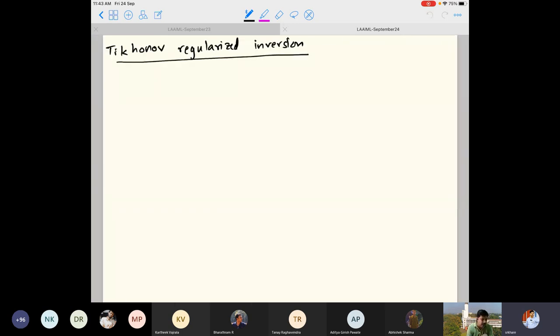And one particular example is that of Tikhonov inversion. So in Tikhonov inversion, what is really done is that you choose x hat. So x hat is the argument minimum over all x in Rn of norm of Ax minus y whole square plus lambda norm of x square. Okay, so this is what you are doing. This is called Tikhonov regularized inversion. So this Tikhonov regularized inversion is a bi-objective, and this is what you do.